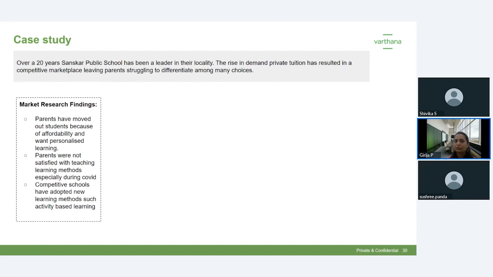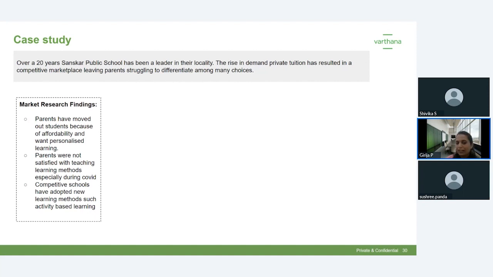First, they can do market research. They will find out why parents are moving out: because of supportability and personalized learning. In tuition, the tutor gives one-to-one interaction, which is lacking within the school because you have classes of 30 to 40 students. Also, parents are not very satisfied with the teaching and learning method, especially during COVID, and how the school was teaching the students.